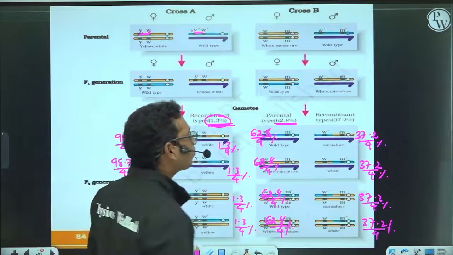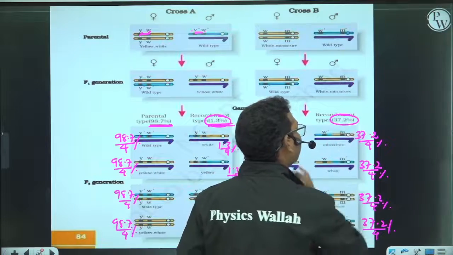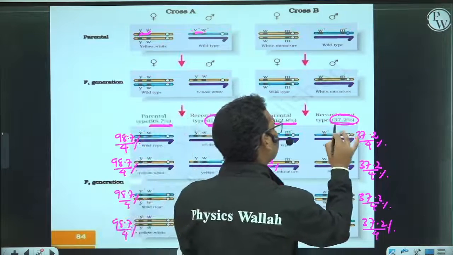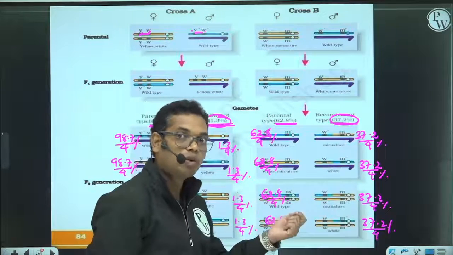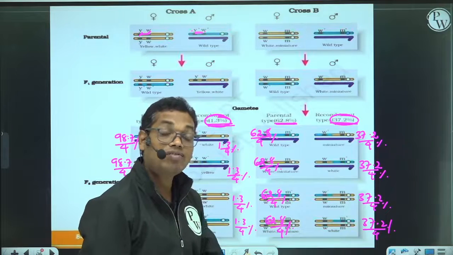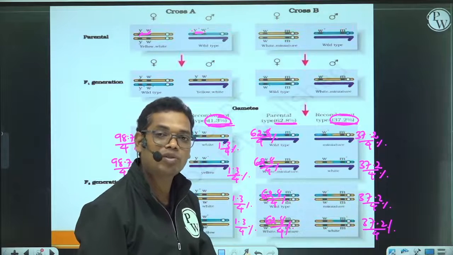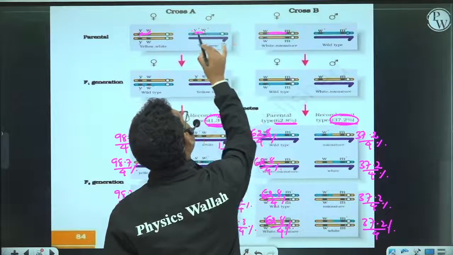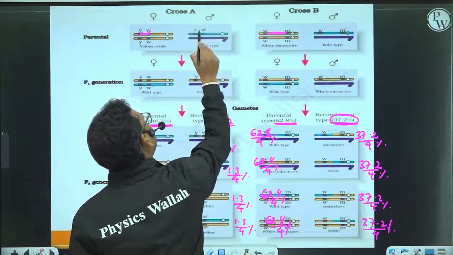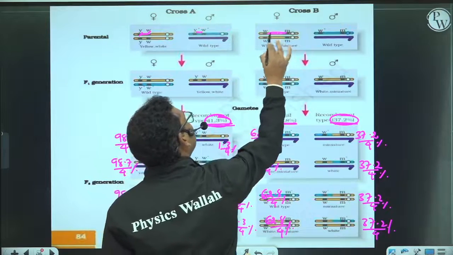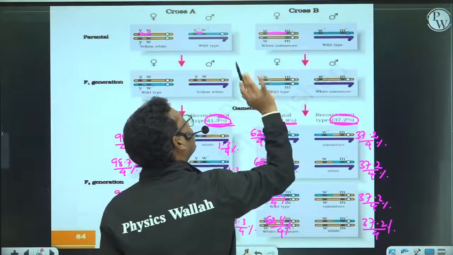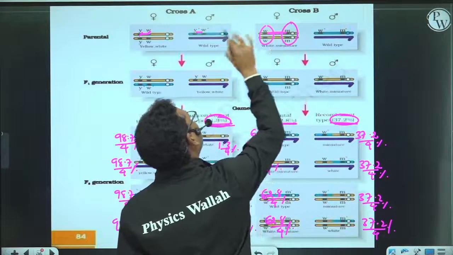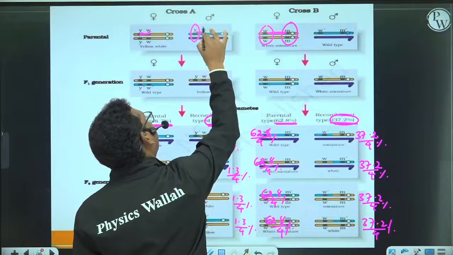So you can see here the recombinant produced is 37.2%, and here it is only 1.3%. If recombinant produced is more, that means recombination frequency will be more, and if the recombination frequency is more, the distance between genes will be more. Here the distance is this much, here it is this much, but here it is this much. So the distance between the gene controlling eye color and wing size is more as compared to the distance between body color and eye color.